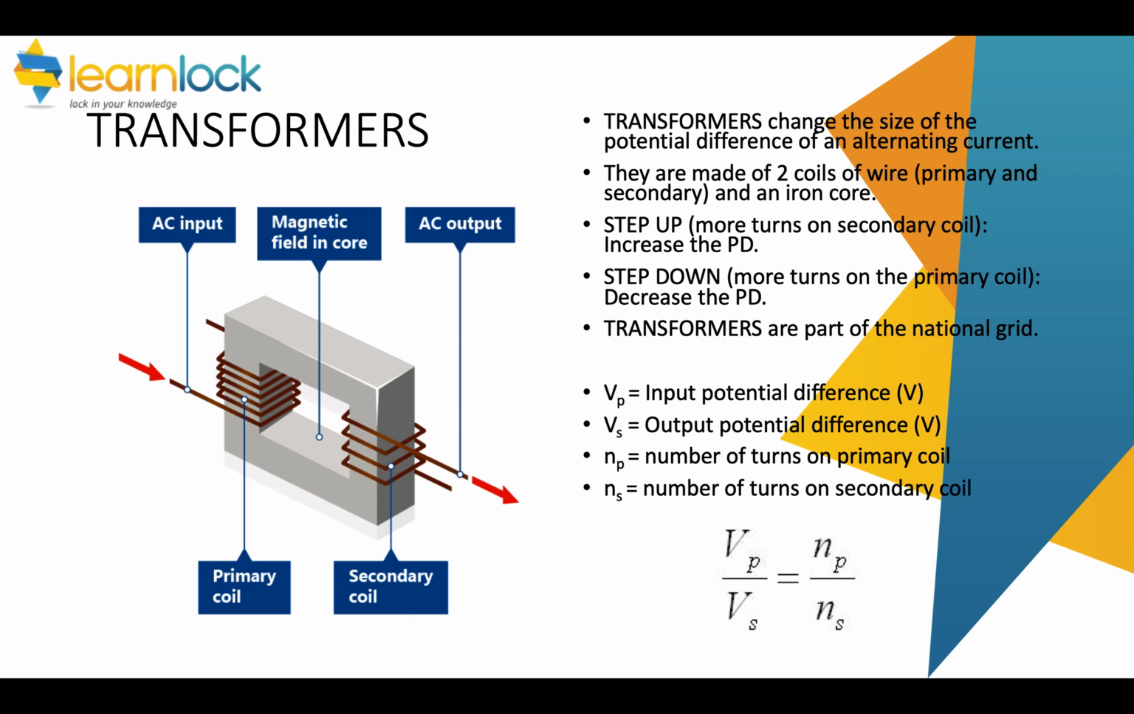Step-up transformers have more turns on the secondary coil and they increase the potential difference. Step-down transformers have more turns on the primary coil and decrease the potential difference. When an alternating potential difference is applied across the primary coil, the iron core magnetizes and demagnetizes quickly. This changing field induces an alternating potential difference in the secondary coil.